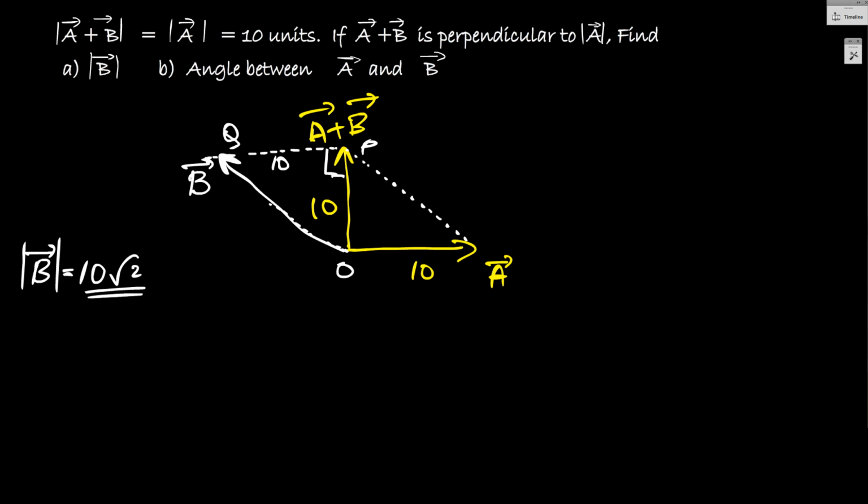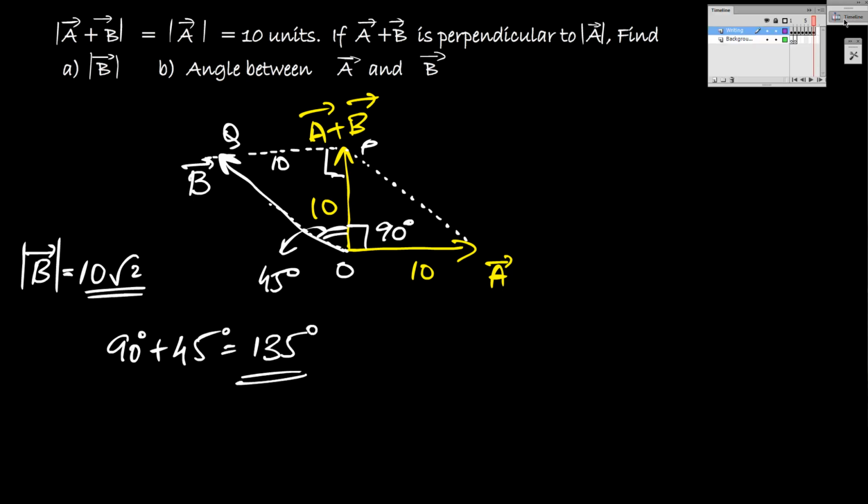That's why you always draw. If you draw it, you can use trigonometry to figure it out, or in our case, Pythagoras theorem. Alright, now what's going to be the angle between A and B? Well, we already know this is 90. We just want to figure out what this angle is going to be. Again, just look at the triangle PQO. In that triangle, you can see it's an isosceles triangle, so it has to be 45 degrees. So this guy is 45 and this guy is 90. So the total angle is 90 plus 45, that is 135 degrees.